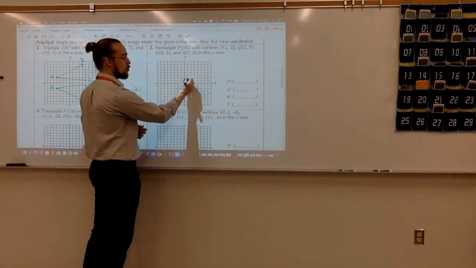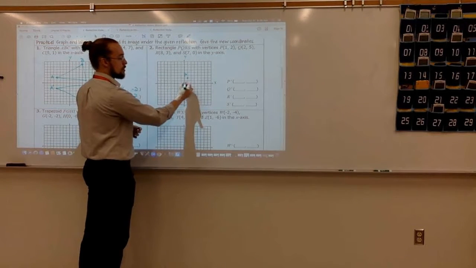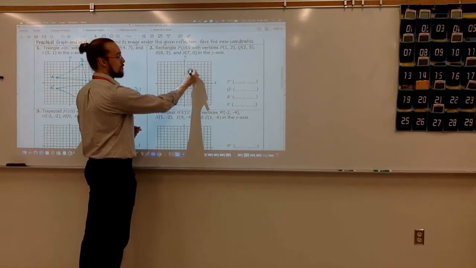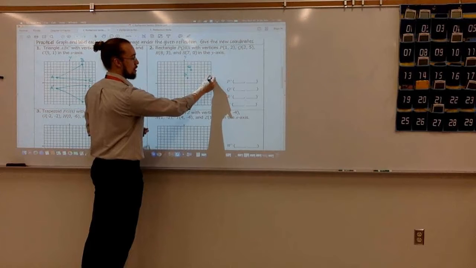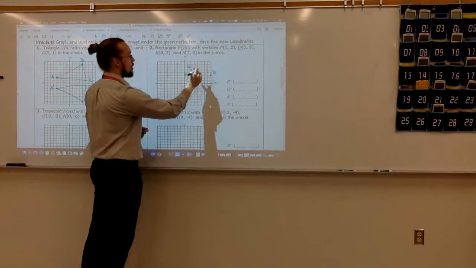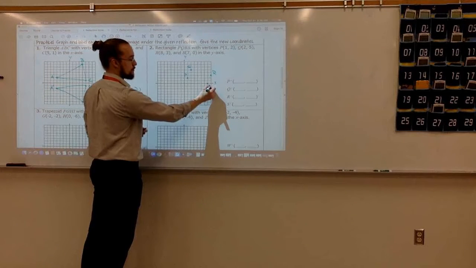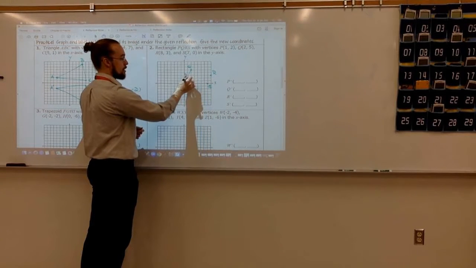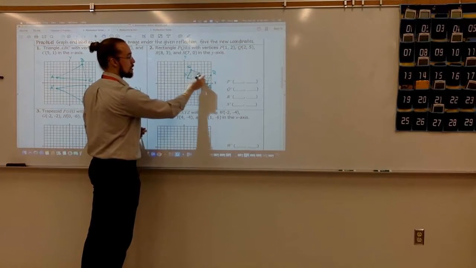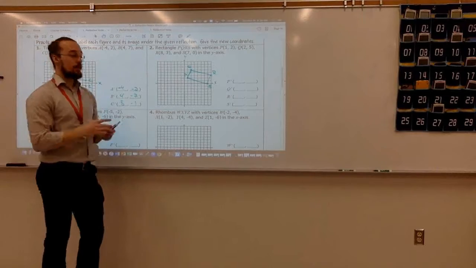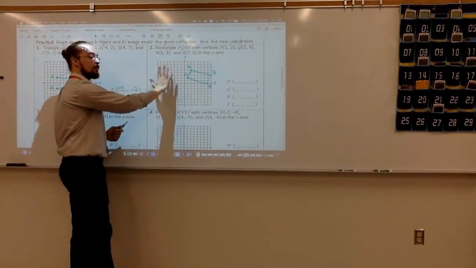So P is at 1, 2. Q is at 2, 5. R is at 8, 3. And S is at 7, 0. So here is my original figure. And I want to take this and reflect it across the y-axis. Okay, so it's going to come over here this time.